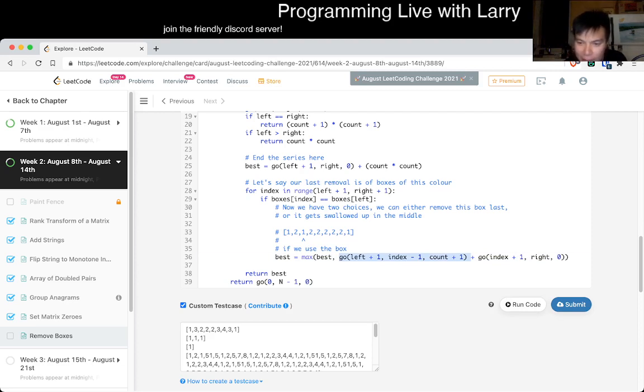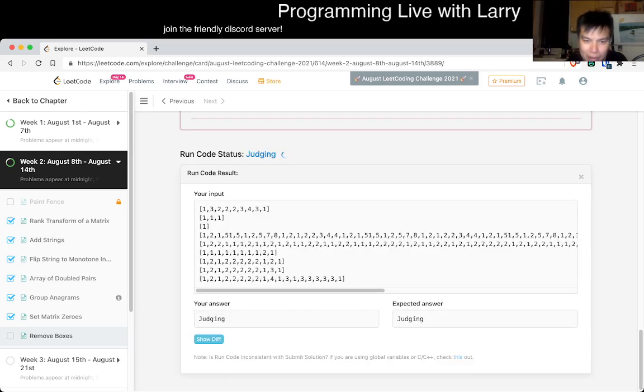So this is the right side, and this is the left side. The left side is left plus 1, index minus 1. This should be just 0. And then here is the... This part doesn't make sense for the right side. So the right side of using the box is that we... Okay, this actually goes to index, and then we do count plus 1. Okay. Man, I don't know what I was thinking when I typed that. That was just very weird.